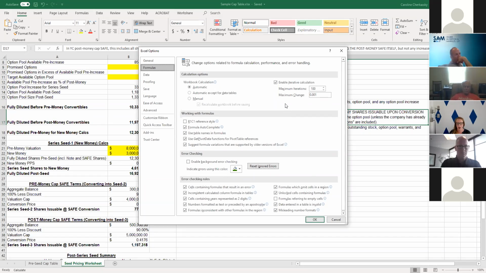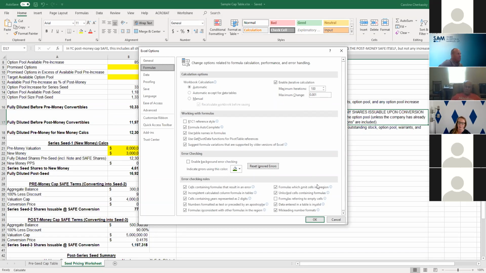So if that's not checked and you make changes and there are circular calculations, you'll just get an error and you won't actually get the correct answer. Or worse, you might not throw an error if you have circular calculations turned off as error throwing, but you just won't have the correct number. So if something's not adding up, double check that.